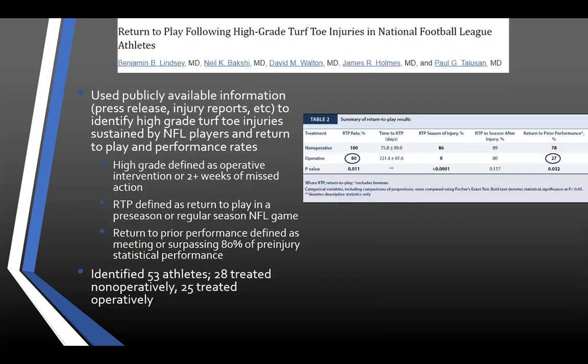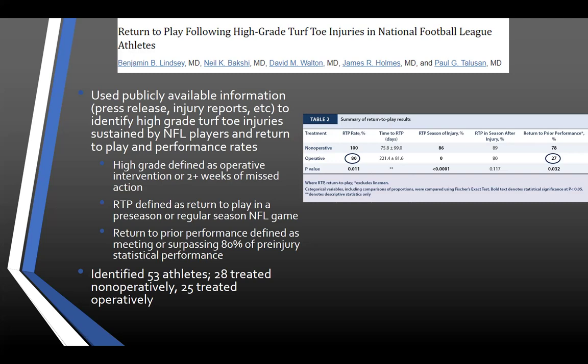Finally, there was a 2020 study that looked specifically at NFL players, and they used publicly available NFL data to identify patients who had high grade injuries and how much time they had to miss. They defined a high grade injury as one in which a patient eventually had to either receive surgery or missed 2 or more weeks of action. They defined return to play as returning for a single play, any play at all, in a preseason or regular season game, and return to prior performance as surpassing 80% of their pre-injury performance statistics. Given that linemen don't truly have performance statistics, this was focused solely on the skill positions of quarterbacks, running backs, and wide receivers.